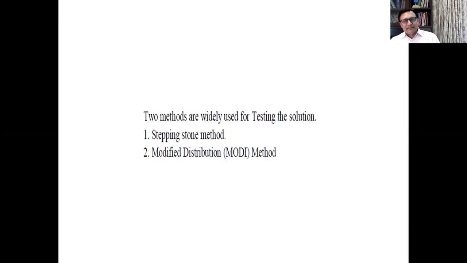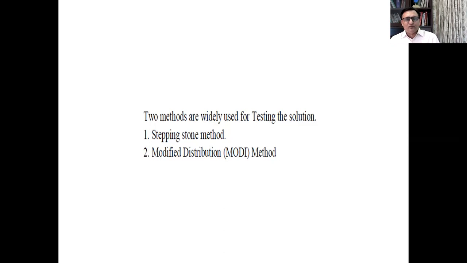We will be studying two methods which are widely used for testing the optimality of the initial feasible solution. One is stepping stone method and second is modified distribution method. Both the methods are basically the same methodology because both focus on evaluating the unoccupied cells, or the cells to which no allocations have been made.